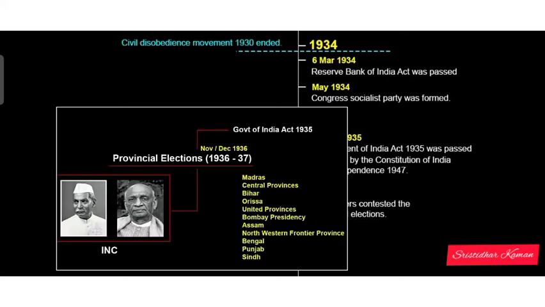Elections were held in 11 provinces. They were Madras, Central Provinces, Bihar, Orissa, United Provinces, Bombay Presidency, Assam, Northwestern Frontier Province, Bengal, Punjab and Sindh. The 1937 election was the first in which a large number of Indians were eligible to participate. Approximately 30 million people voted.